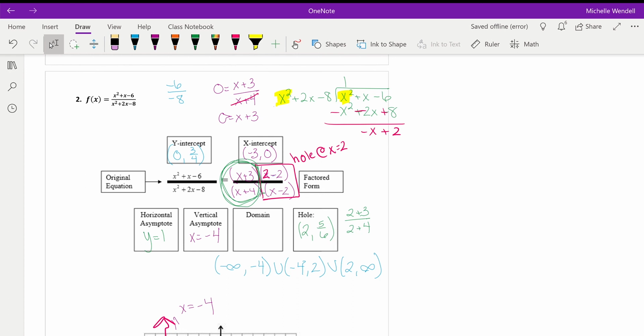But then if you graph just the (x + 3)/(x + 4), what's left when I take out the hole? It's going to look exactly like the original f(x) function. The only difference is there's not going to be a hole at 2. So when I have this original function (x² + x - 6)/(x² + 2x - 8), it behaves the exact same as (x + 3)/(x + 4). It just has a hole at 2.